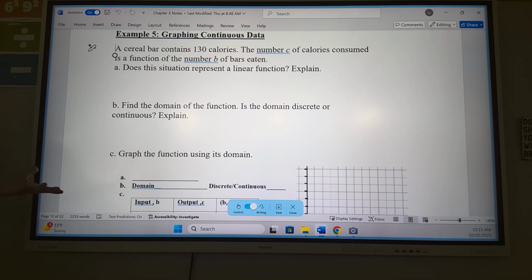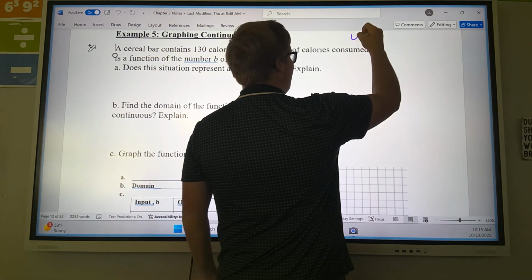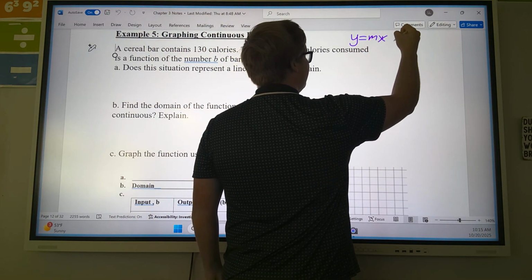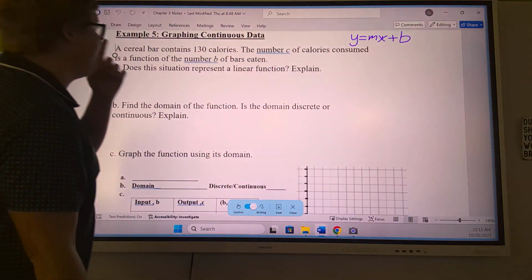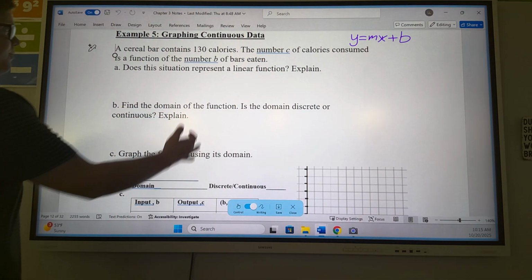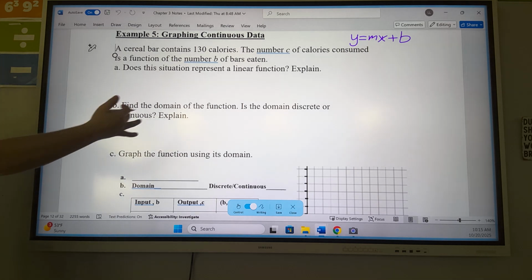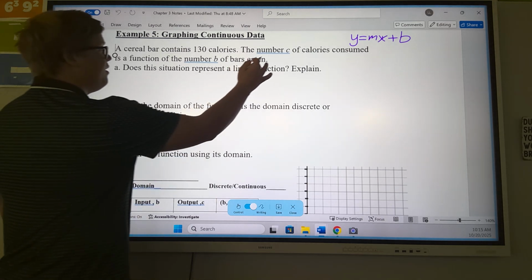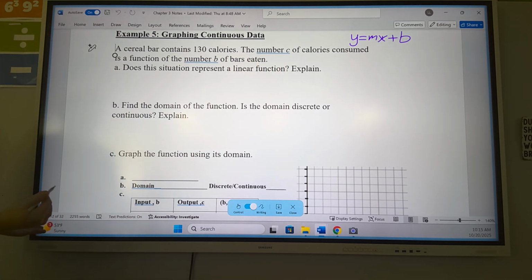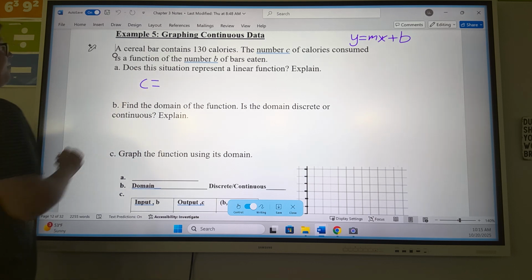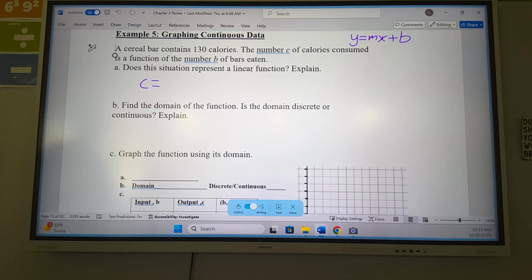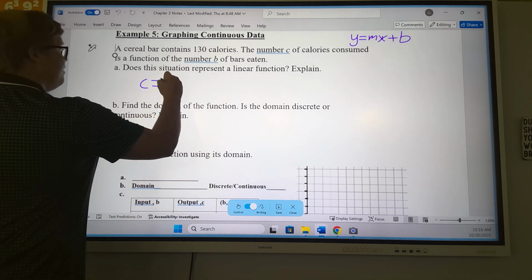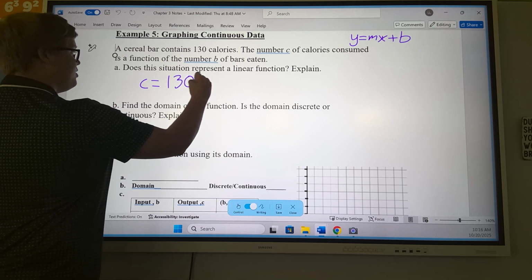So, we know it's a function. We just need to know if it's linear or nonlinear. Well, as we talked about earlier, if we can put it in the form y equals mx plus b, then it is a linear function, right? So, when we look at this, we see we have calories consumed, and we see we have bars eaten. We're really trying to figure out what the number of C calories consumed is, so that's our output. The number B is bars eaten. We don't know how many bars we're going to eat, but we know each bar is 130 calories.